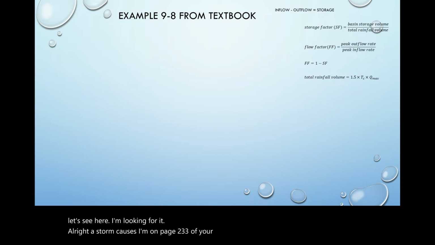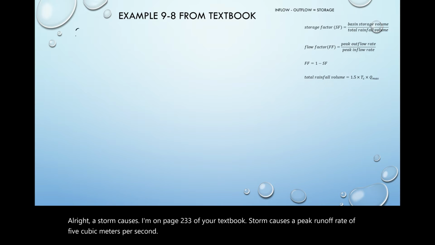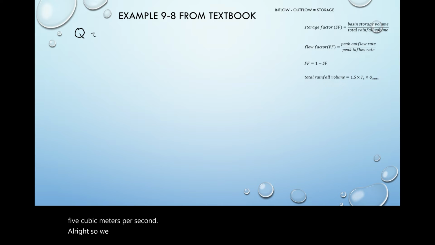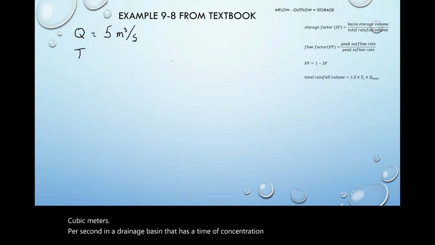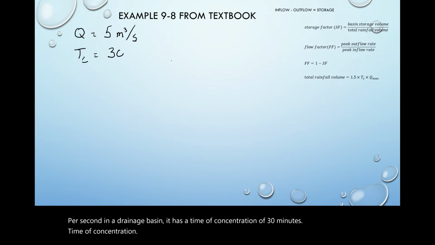A storm causes a peak runoff rate of 5 cubic meters per second. So we know Q, the peak runoff rate, equals 5 cubic meters per second in a drainage basin that has a time of concentration of 30 minutes. Time of concentration, 30 minutes.